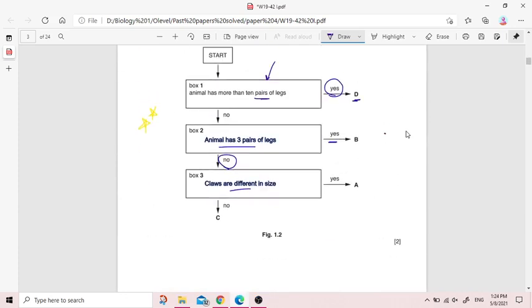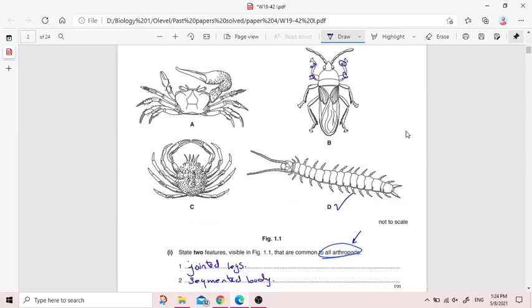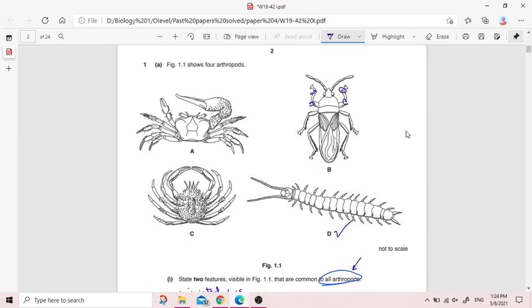طيب and then the next box I should ask a question. If yes the animal is B يبقى هبص على B. أنا I need a sentence that differentiates B from the other organisms. ممكن أقول مثلا animal has 3 pairs of legs. دول عندهم 4 pairs ودول برضو عندهم more than 3. Both of them have more than 3. يبقى if the animal has 3 pairs of legs then it is B. لو لأ هيبقى A or C.